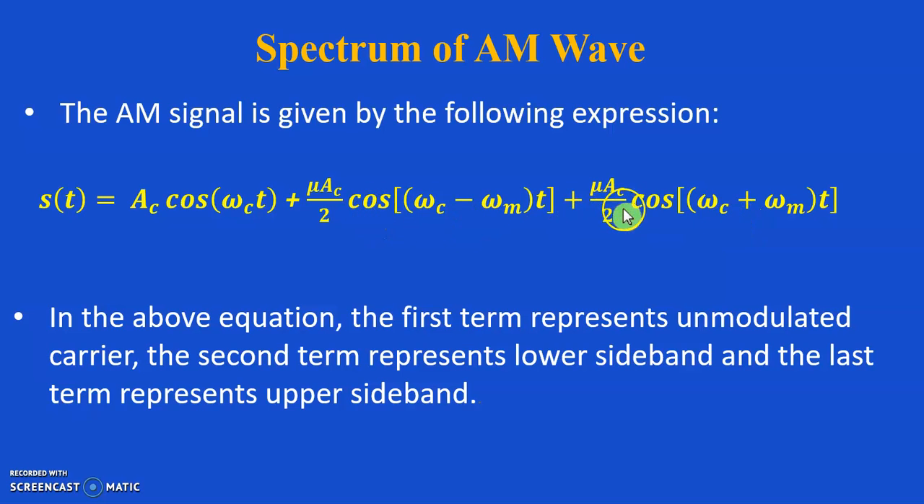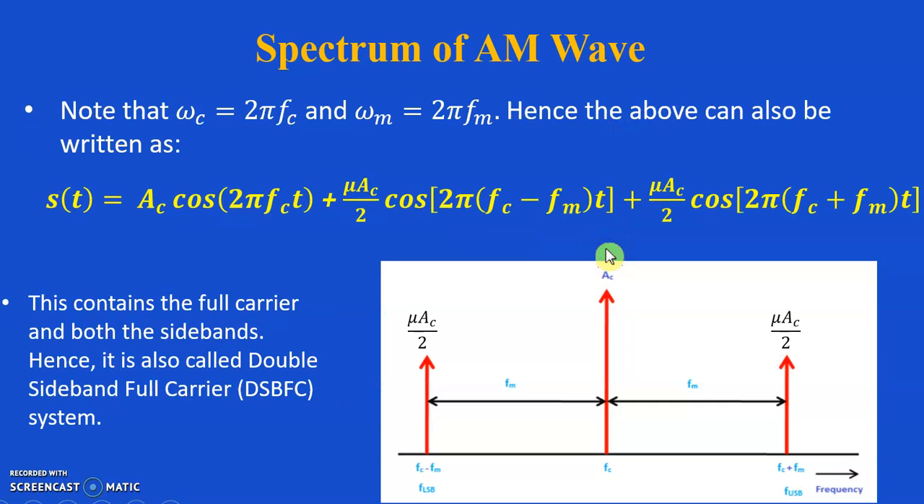Both the upper side band and lower side band have an amplitude of μAc/2, where μ, as we have seen earlier, is the modulation index and can be expressed as the ratio between the maximum amplitude of the message signal divided by the maximum amplitude of the carrier signal. Note that ωc is equal to 2πfc and ωm is equal to 2πfm.